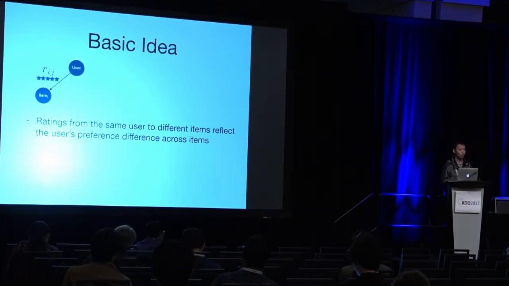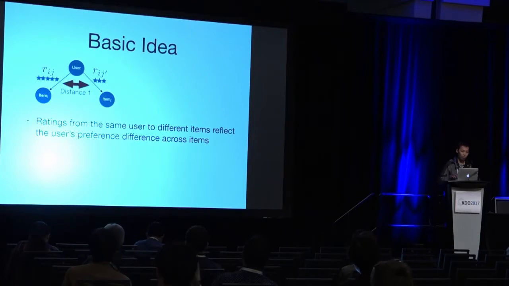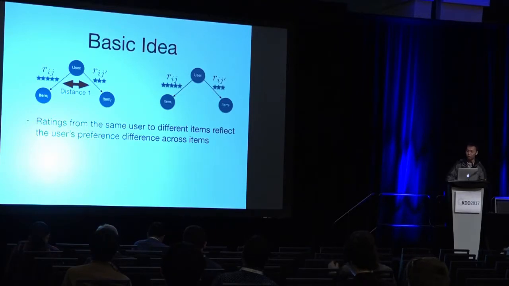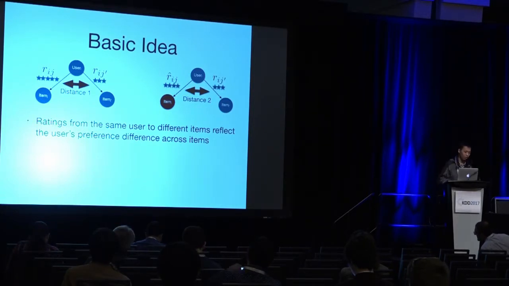Here, suppose we have a rating from user i to item j, the rating is R_ij. And we also suppose that we have another rating from user i to item j prime, and the rating is R_ij'. So we can define such a distance between these two ratings. We name it distance 1. And similarly, if we change R_ij to R hat_ij, the predicted rating, then we can define another distance, which we name distance 2, between R hat_ij and R_ij'. And then we can define a high-order distance between these two distances, between distance 1 and distance 2.